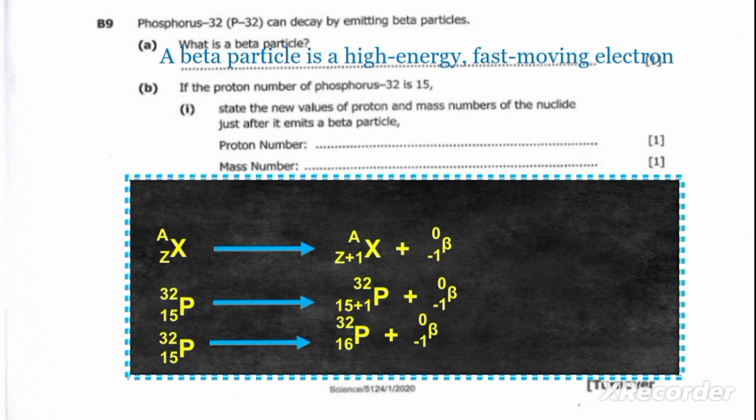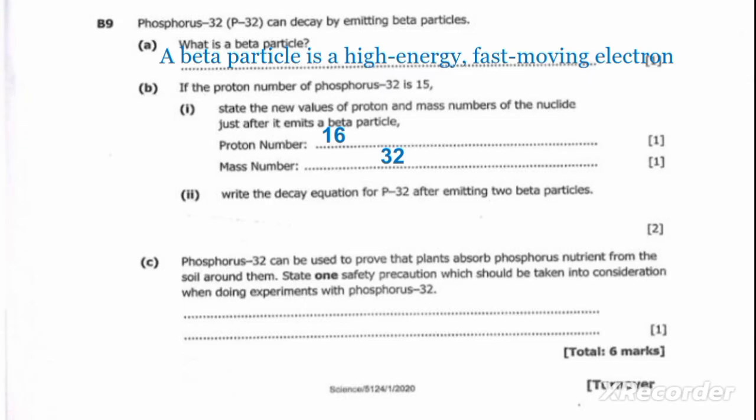To answer this question, to state the new proton number, we are going to say the new proton number is 16, according to what we are given here. Then the new mass number is 32. Nothing has changed in the mass number. The mass number has been maintained throughout, as indicated by the radioactive equation given here. We are done with this question. Let us move to the next question.